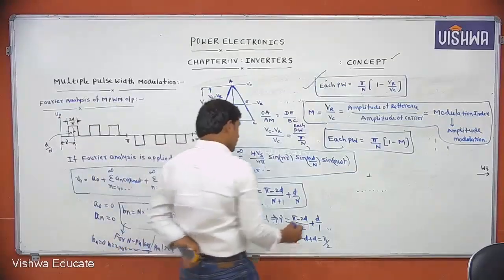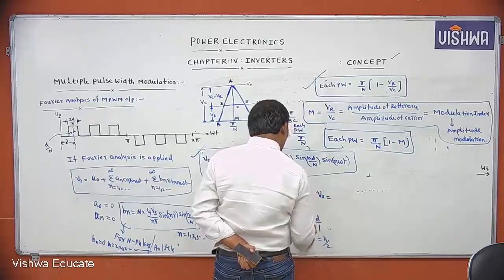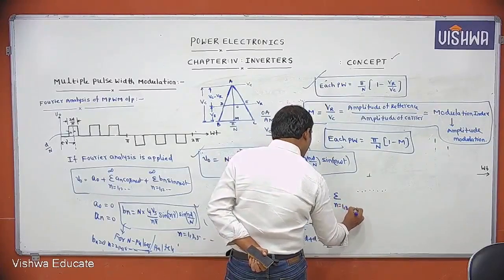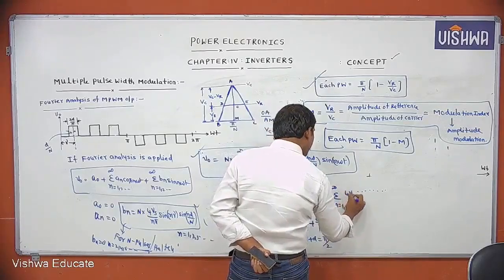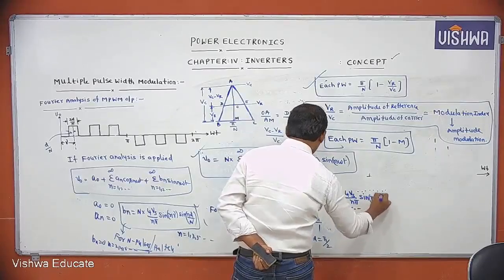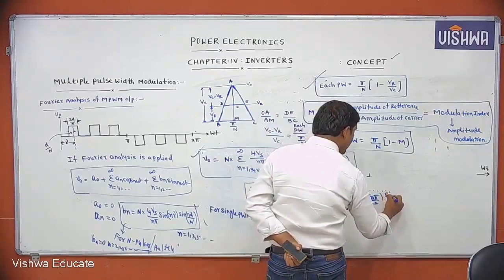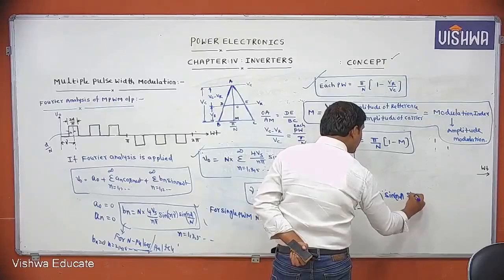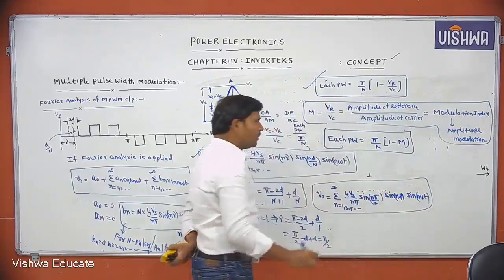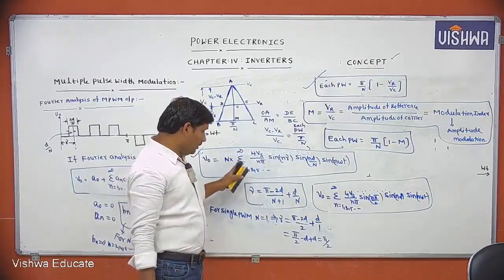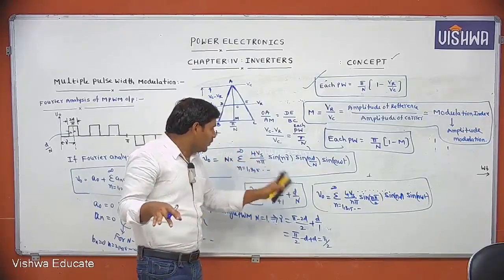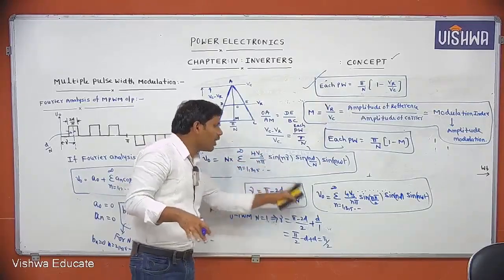Then what is the instantaneous output voltage? V naught, for n equal to 1, you substitute: summation n equal to 1, 3, 5 up to infinity of 4 Vs by n pi sin n pi by 2 sin nd sin n omega t. This formula I gave in single pulse width modulation, we are getting the same formula. That's why there is no need to remember different formulas for different numbers of pulses per half cycle. Just remember this, substitute in it, and you can get the single pulse width modulation formula.